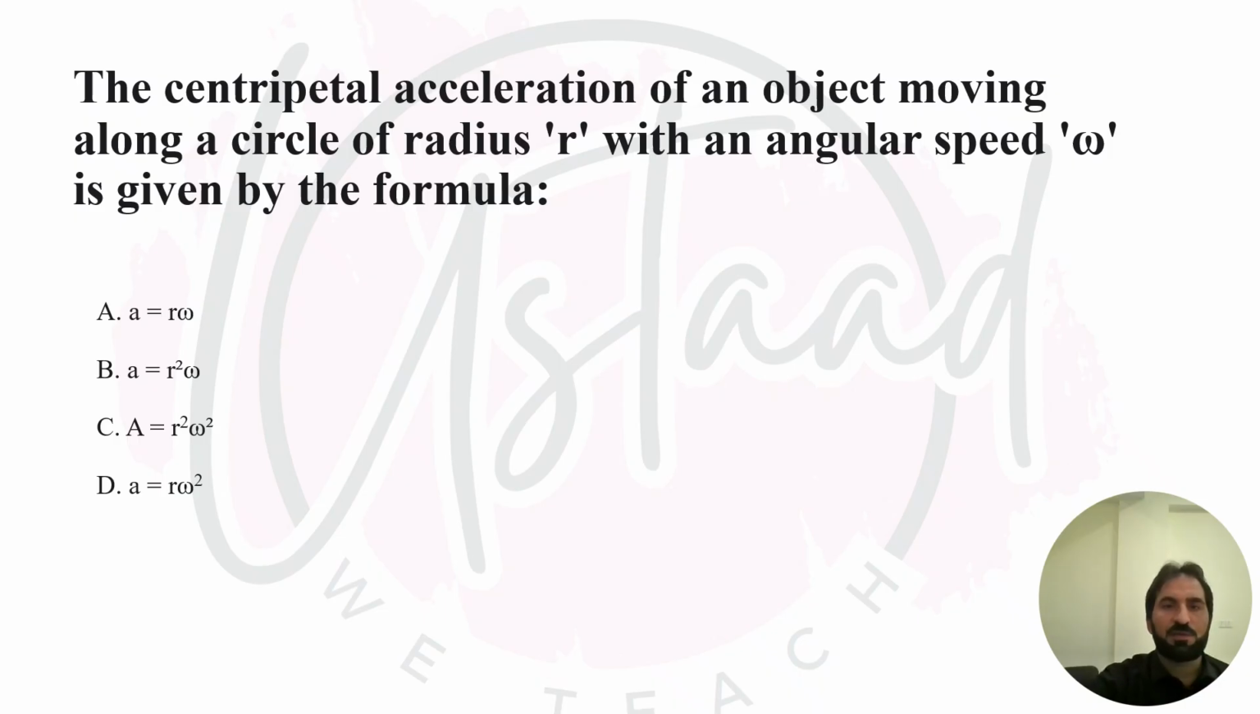MCQ next: the centripetal acceleration of an object moving along a circle of radius r with an angular speed omega is given by the formula. So the MCQ is related to the angular motion. The equations we have are: A is equal to r omega, A is equal to r square omega, A is equal to r square omega square, or A is equal to r omega square. So option D is the correct option. The equation for centripetal acceleration is A is equal to r omega square.